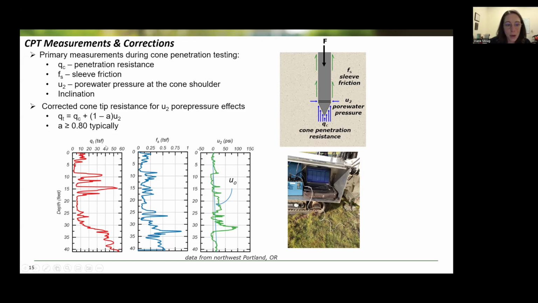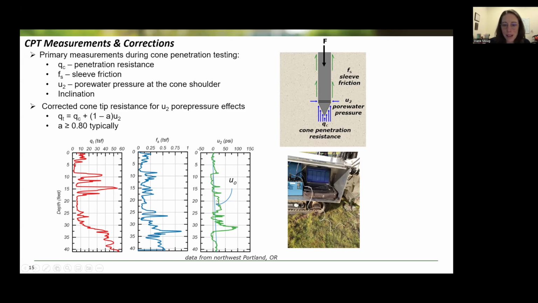So in these data profiles, we're looking at cone tip resistance, sleeve friction, and pore water pressure measured at the cone shoulder or U2. This value, QT, is the corrected cone tip resistance. It makes a correction for the little bit of pore water pressure that acts back down on the cone tip in reverse of the upward reaction of the cone. That correction factor A is typically about 0.8.